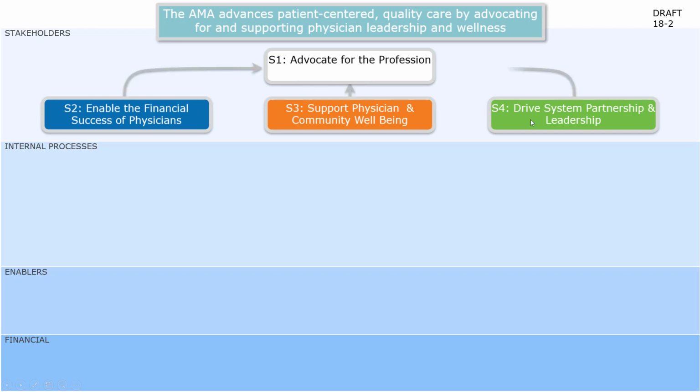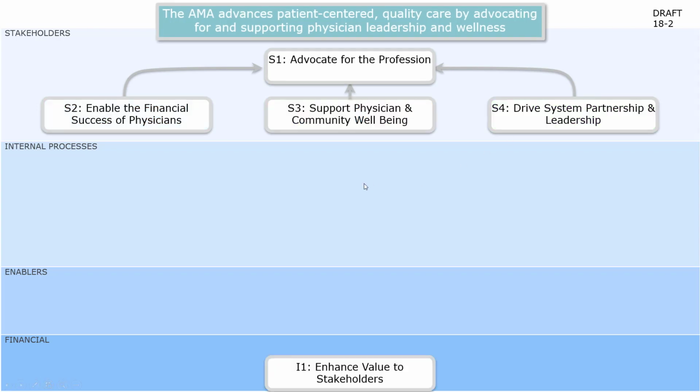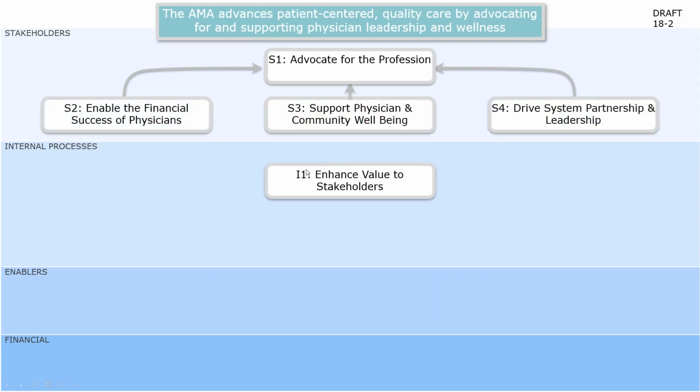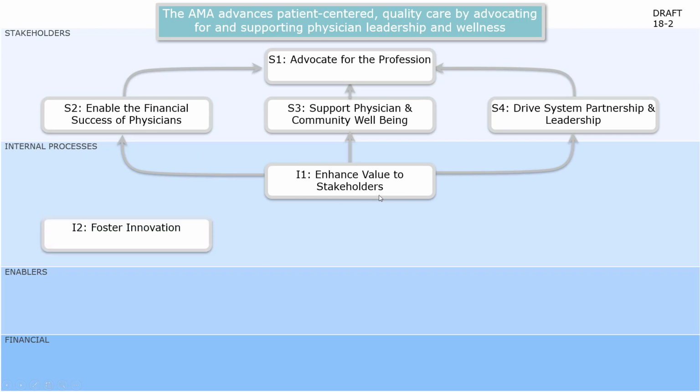Okay, so how do we make those things happen? So our core internal process is about enhancing values to stakeholders. Think of this as operational excellence. And if we do enhance value to stakeholders, guess what? We're going to impact S2, S3, and S4. What are the things we need to do to enhance value to stakeholders?